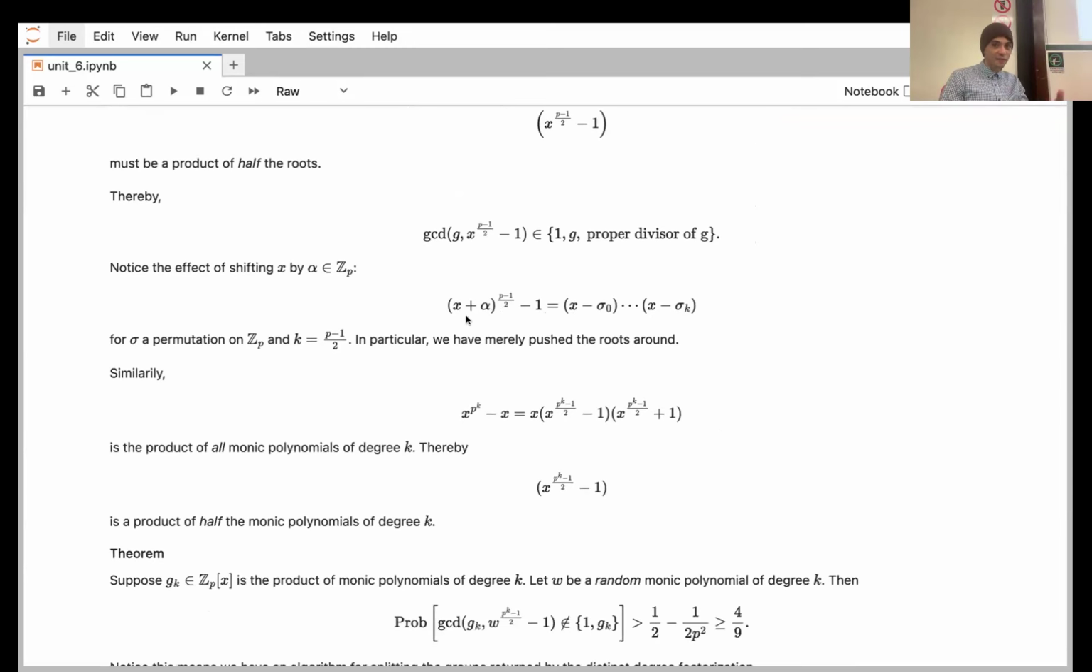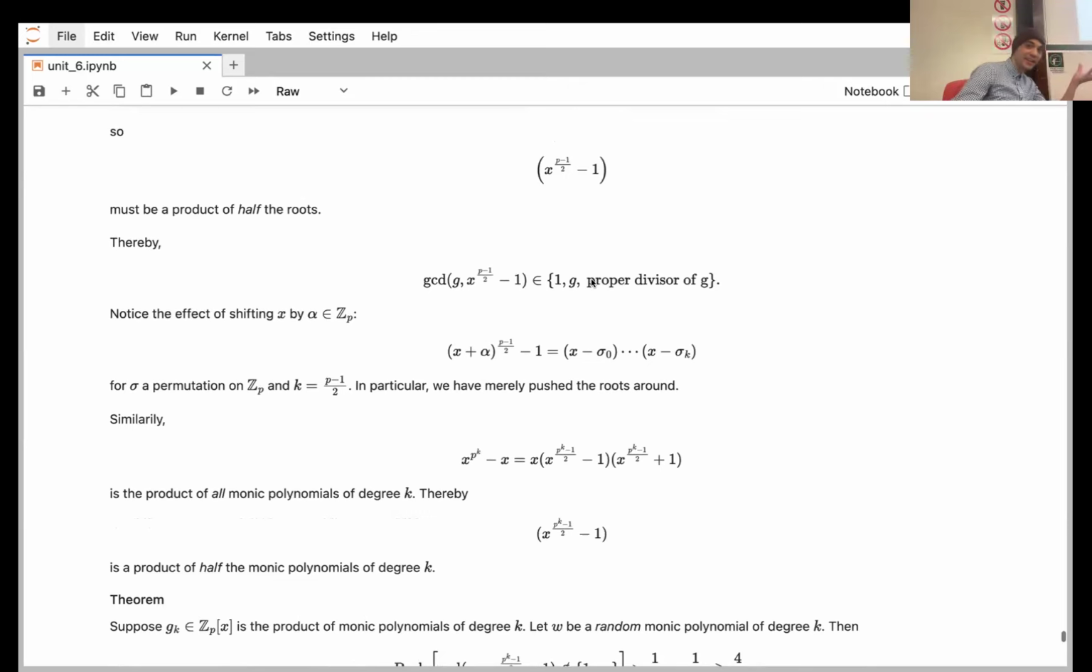Doing x plus alpha to the (p minus 1) over 2, minus 1, is also going to give you half the roots, but a random permutation of those roots, which is the thing that we need, because we may get unlucky when we choose half of the roots. Remember, the objective is to choose a group of roots so that we're going to be able to factor a little bit the product of all linear factors, for example.